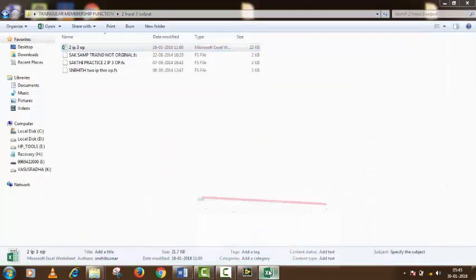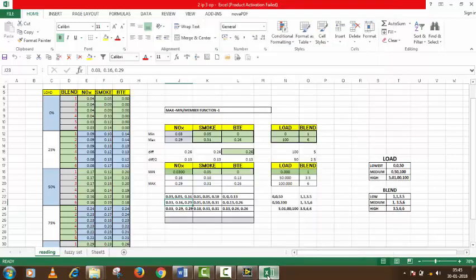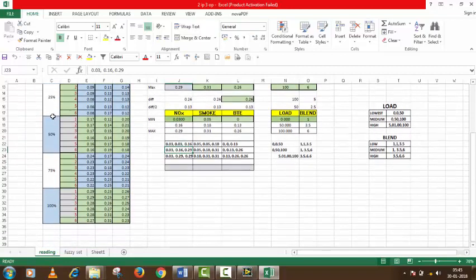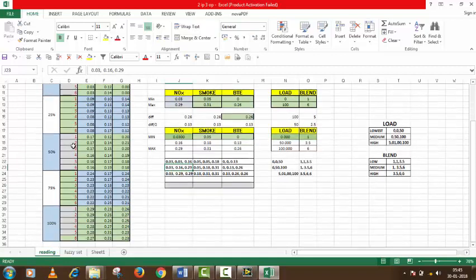So my toolbox is open like this. Before feeding the inputs and outputs in the toolbox, first we can go here and create this. We can find load: load is 0%, 20%, 50%, 70%, 100%. Coming to blend, we have 1 to 6, so we have 6 types of blends. So these are the two inputs.